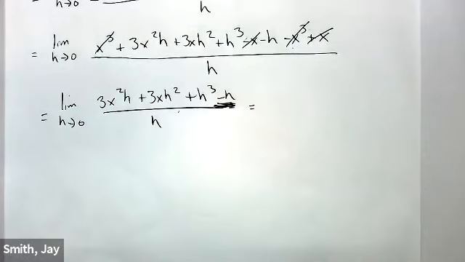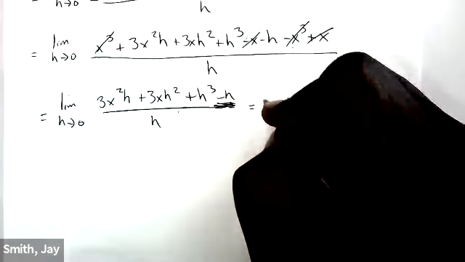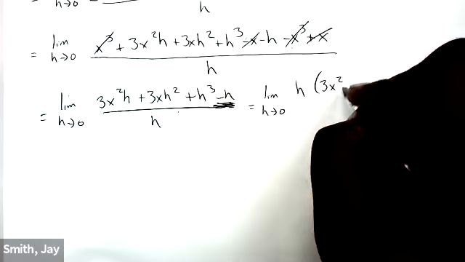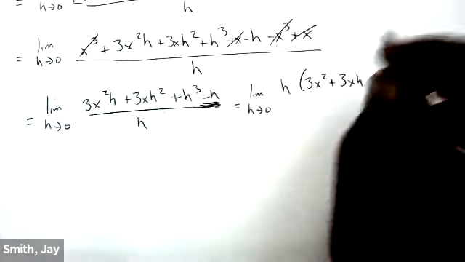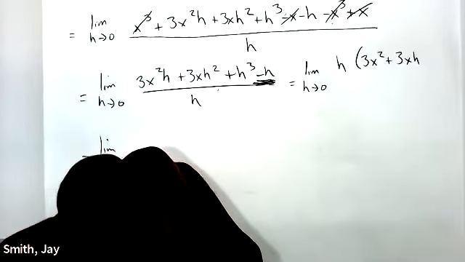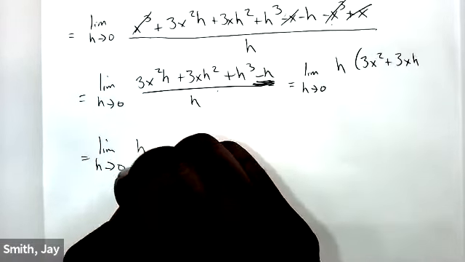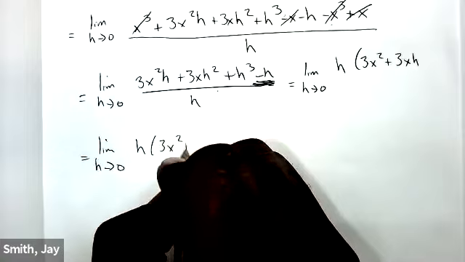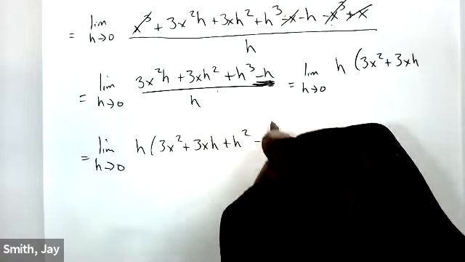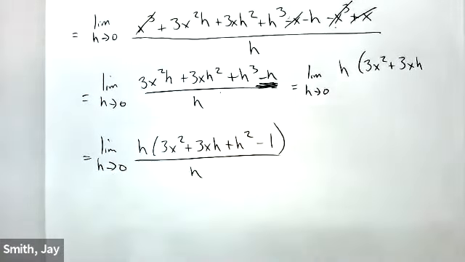All right, but still, every single term in my numerator has at least one h in common. So we can factor out an h. Now we're evaluating the limit as h approaches 0 for h times 3x squared plus 3xh plus h squared minus 1. You know what, I'm gonna bring this down here. And this is all still being divided by h.